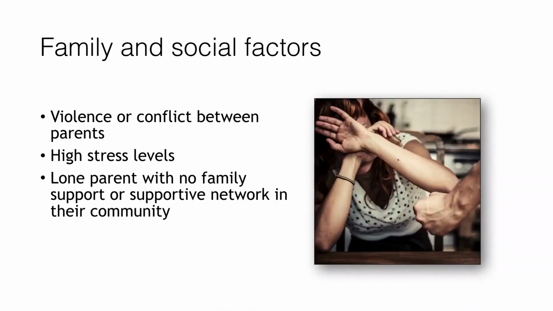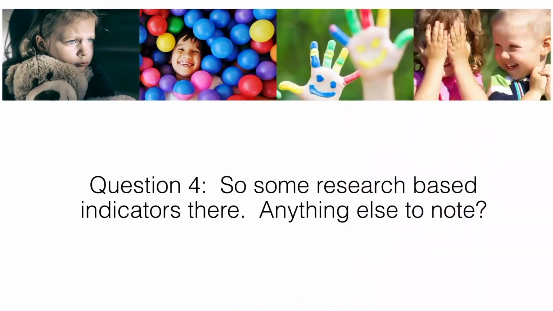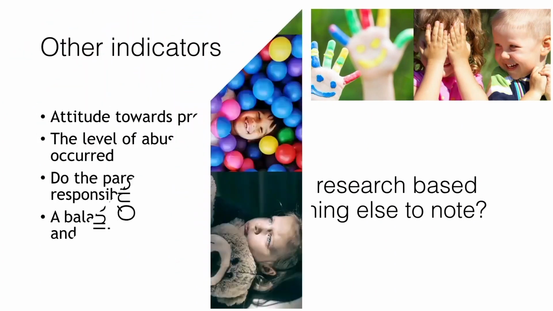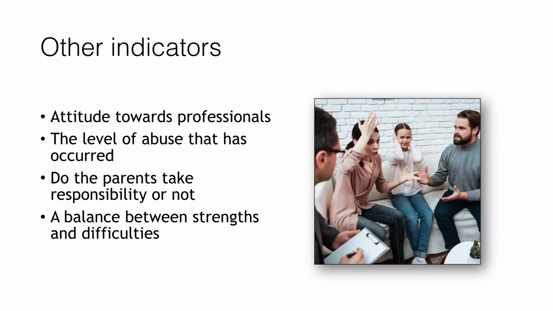And then, when we look at family and social circumstances, higher likelihood where there is parental conflict and violence, situations of high stress, and lone parents where there are no family or social support networks. So some research-based indicators there. Anything else to note? I mentioned the Ward Loughborough research paper.